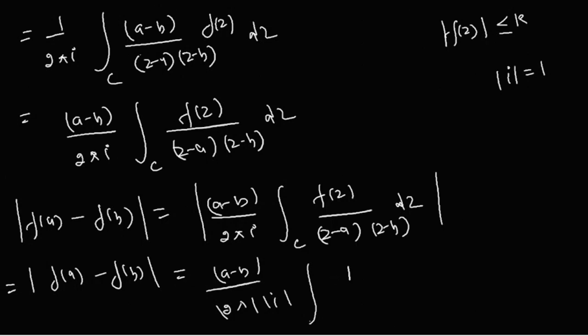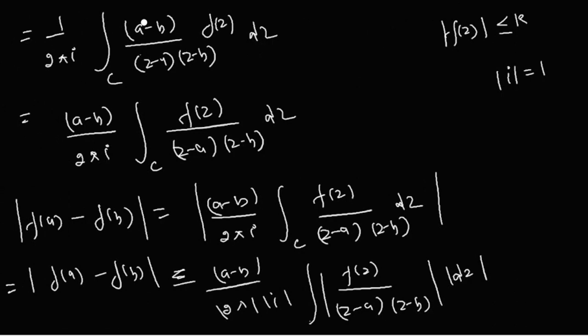So we write here f of z upon (z minus a)(z minus b) inside the modulus sign in the integration, and dz under the modulus, and we can write here less than or equal to. This is the property of the modulus. Which is equal to what? Which is equal to mod of f of a minus f of b.